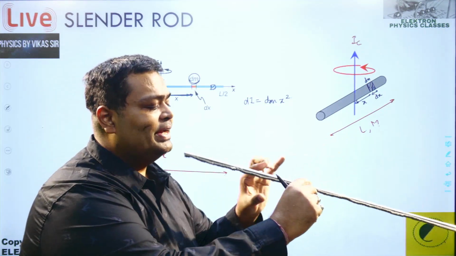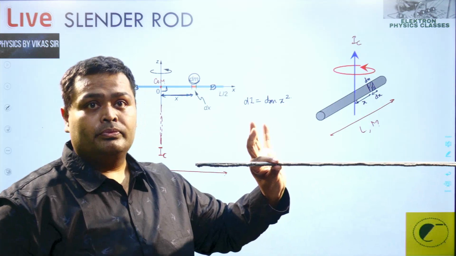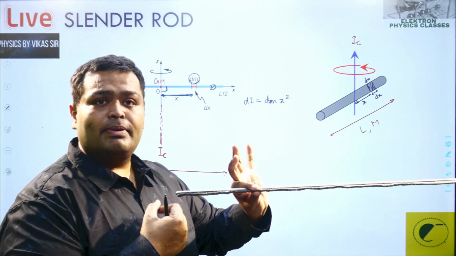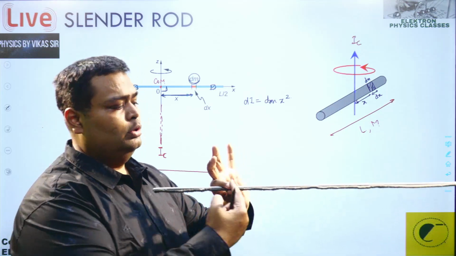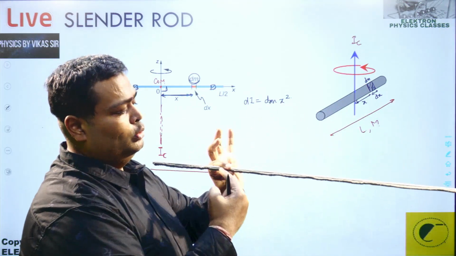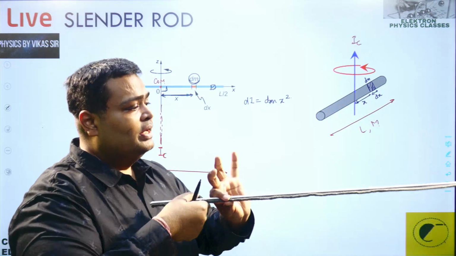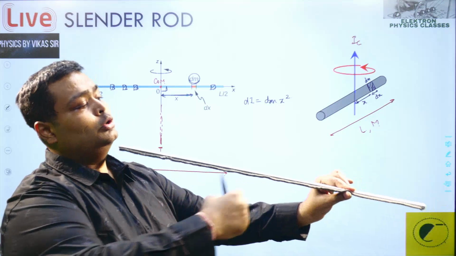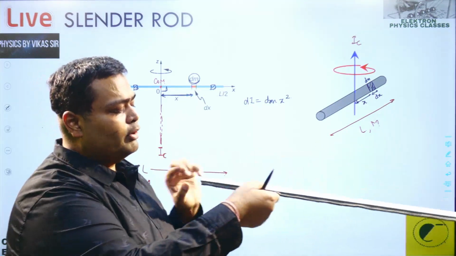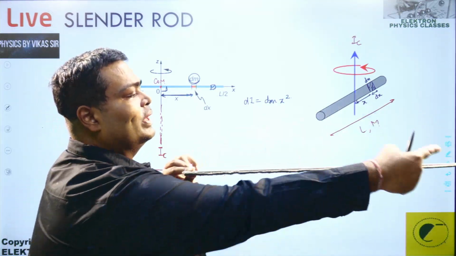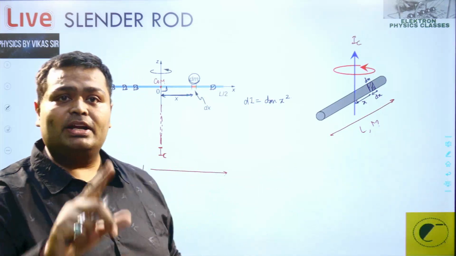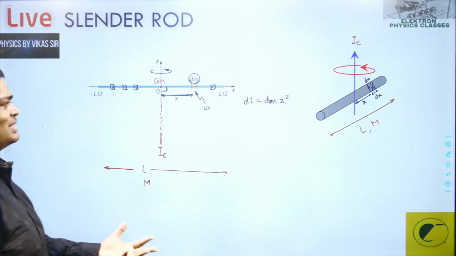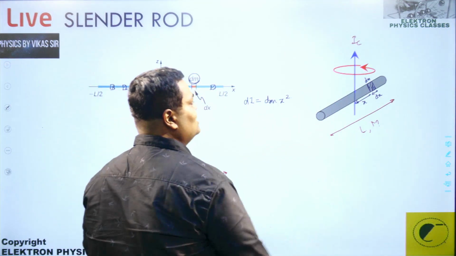Correct. If you are holding it here, let's say at L by 4, then the limit should be minus L by 4 to plus 3L by 4. Getting the point? If you are holding here, then that's minus 3L by 4 to plus L by 4. And if you are holding from this end, it is from 0 to L. That's how the limits are. So right now we are interested in the center, and the limit is minus L by 2 to plus L by 2. That's it, and then you integrate this and you get your answer.